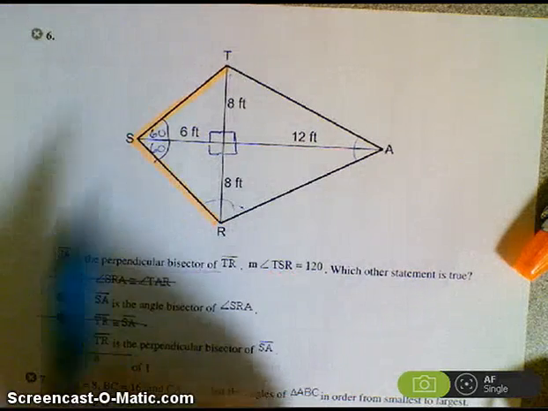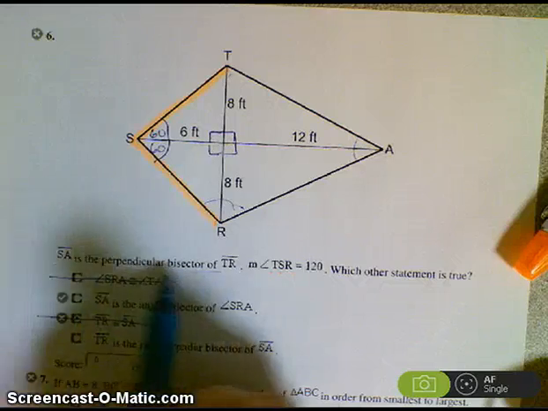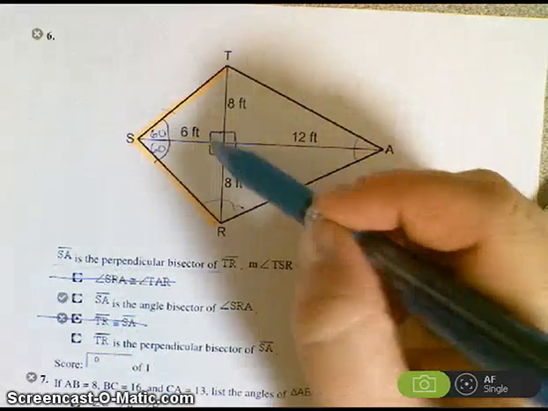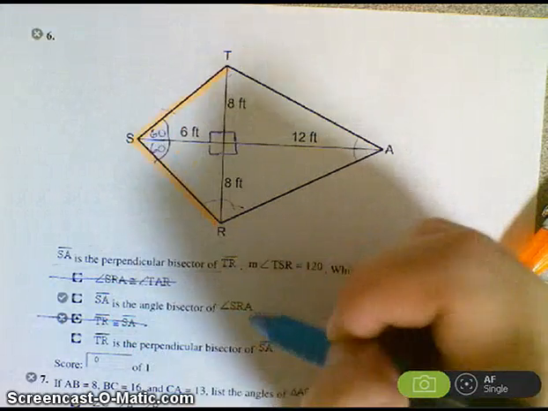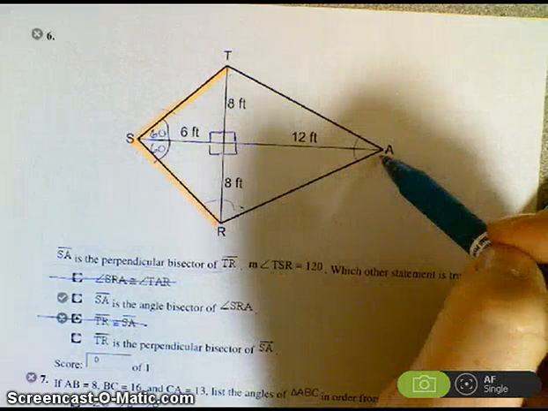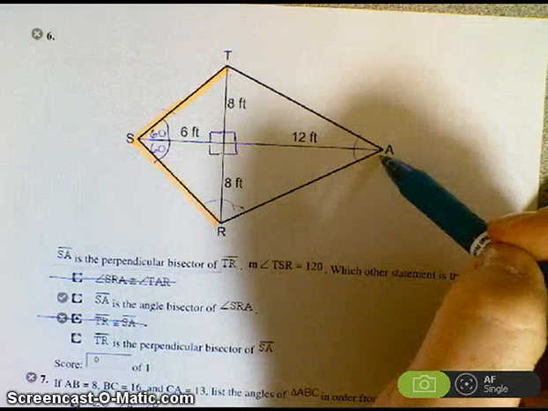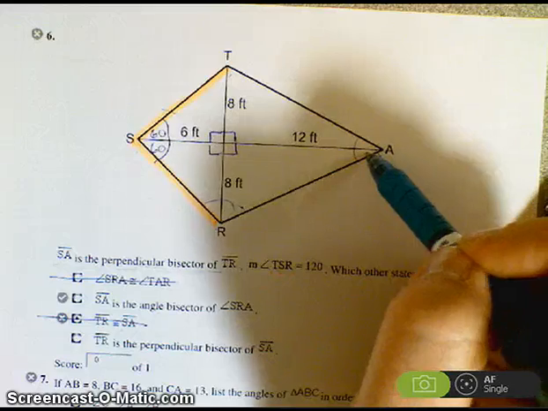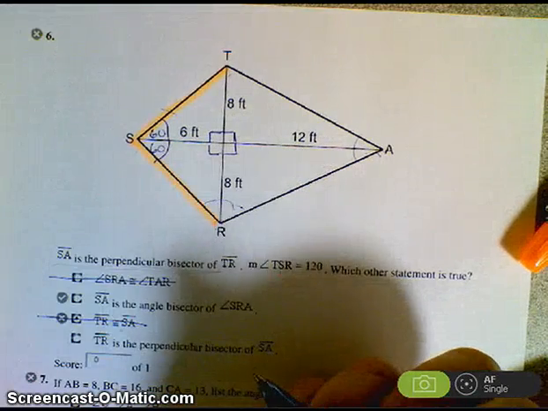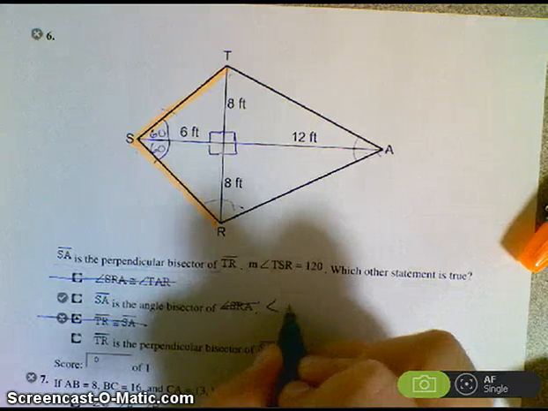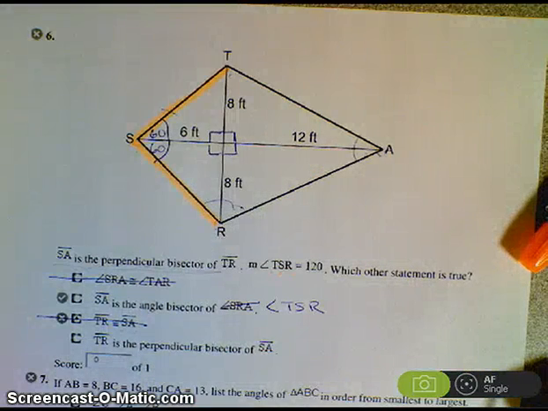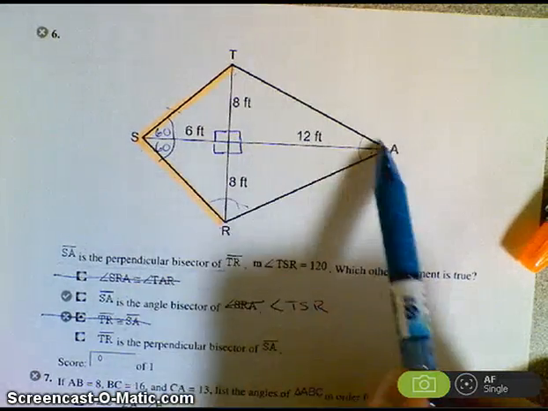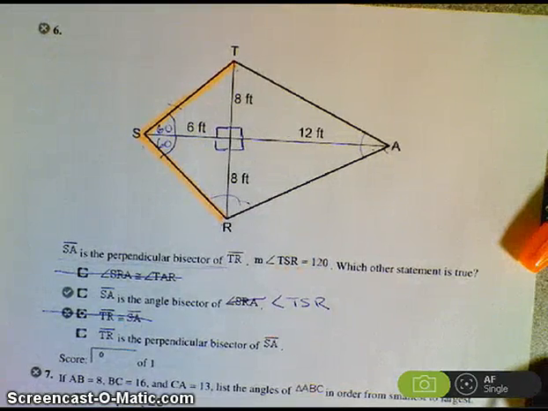What you can assume, since SA is the perpendicular bisector of TR, is that SA is the angle bisector of SRA. Okay, this should say angle TSR, and I will change that. It is an angle bisector, but of angle TSR or TAR. Either of those two would work.